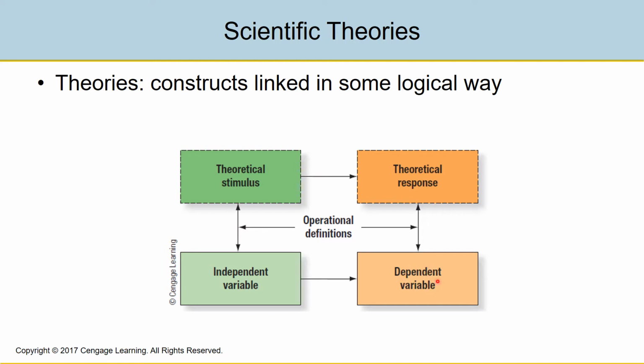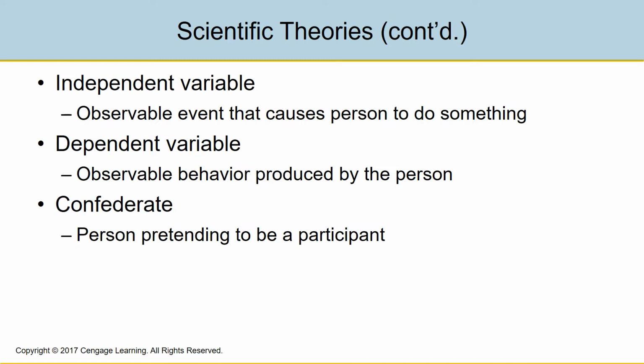Our theory makes sense. If, on the other hand, our dependent variable suggests that the theoretical response was different than what the theoretical stimulus predicted, then we have a disconnect. Let's see if we can understand this stuff a little bit better. So let's look at independent variables.